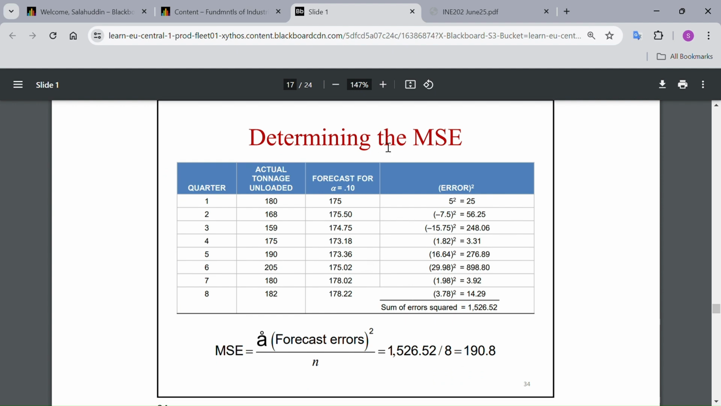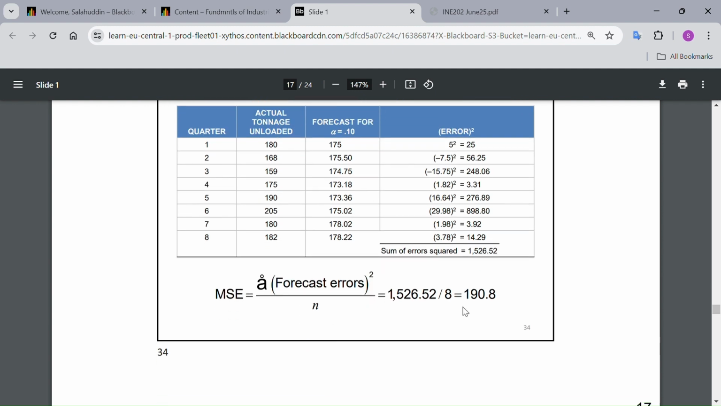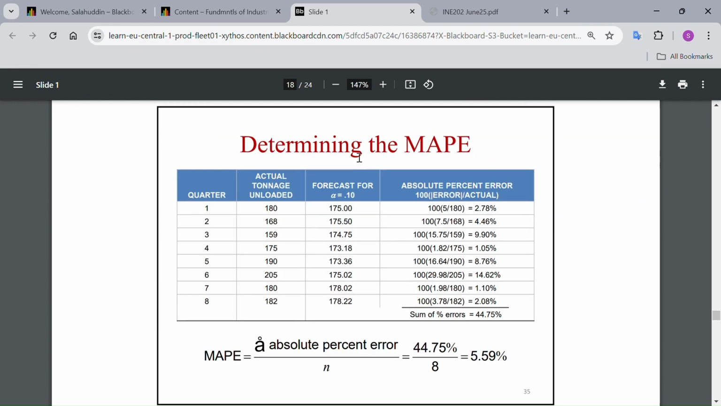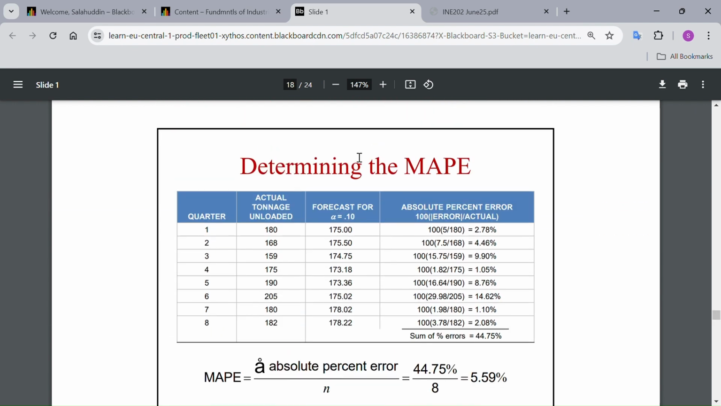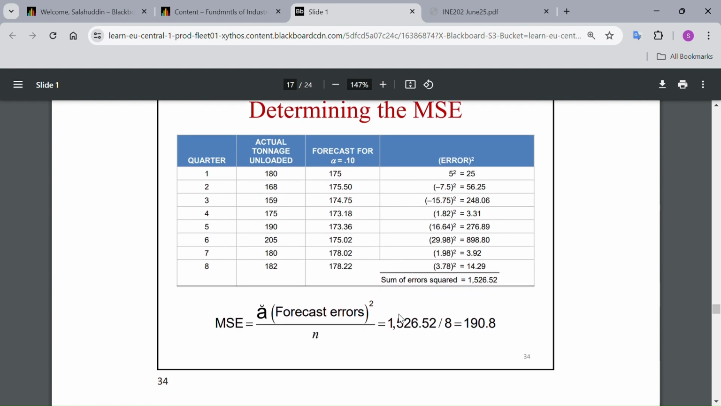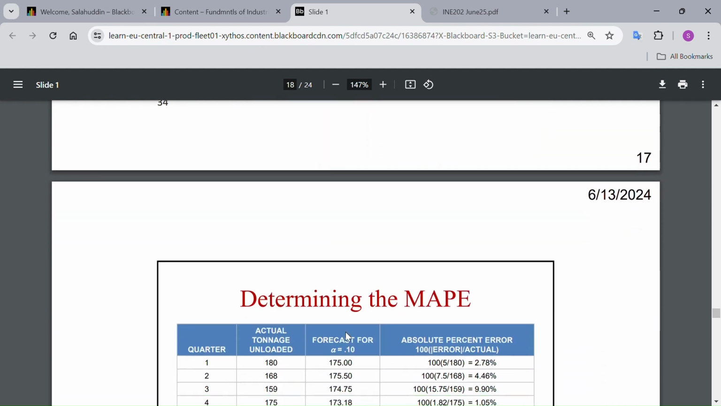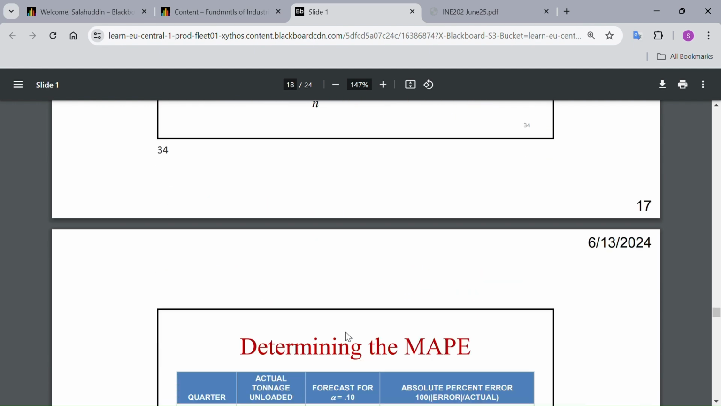As for the MSE, if we want to determine the MSE, we have the forecast for alpha equals 0.10, and we can have the squared errors, which is the difference between the actual minus the predicted. We take all the squares, we sum them, and we then divide them by their number, which gives us 190. This is for alpha equals 0.10. As for alpha 0.5, we could have found that too and then compared those. Which of those is the smallest? We're going to take that as our prediction for future forecasts.